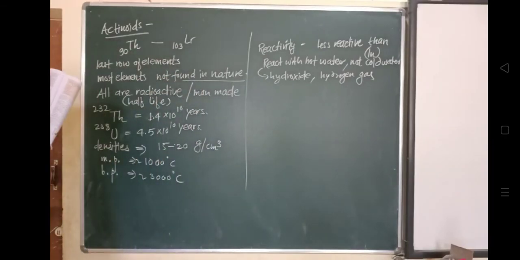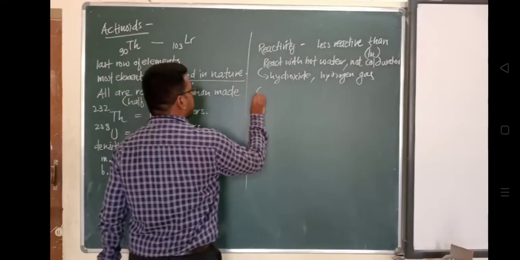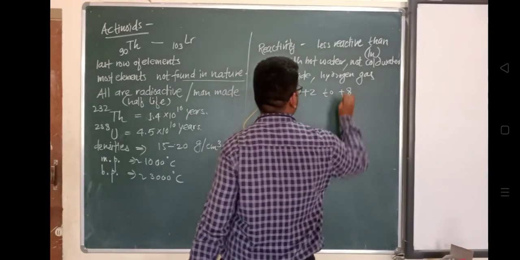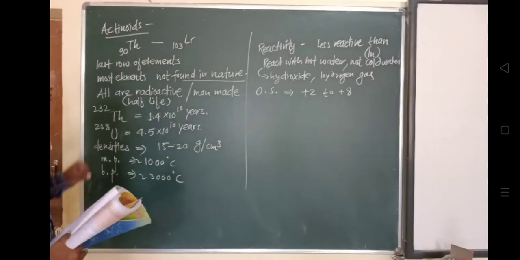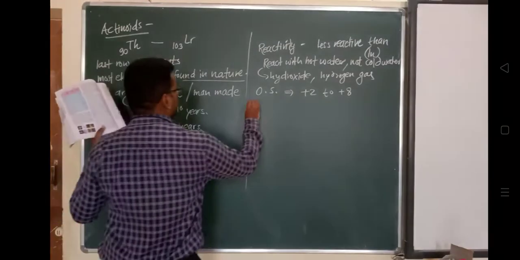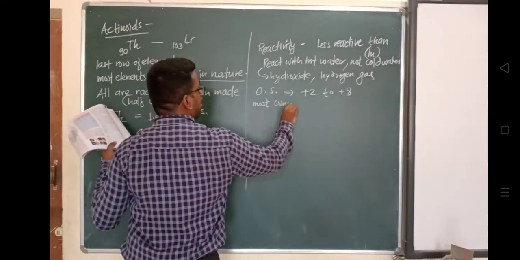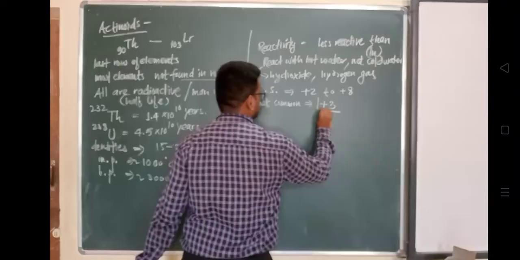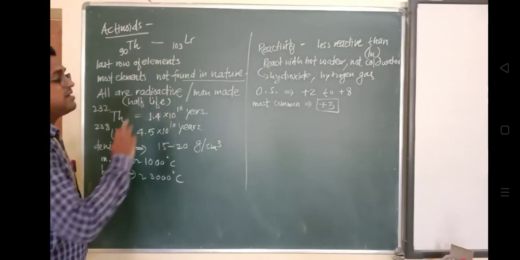Okay, so unlike lanthanoids, they exhibit a range of oxidation numbers in the compounds. So this is about their oxidation state. Oxidation state in this case varies from +2 to +8. It's showing a wide range of oxidation states as compared with the lanthanoids. The most common oxidation state is +3, and the most common oxidation state in the case of lanthanoids is also +3.